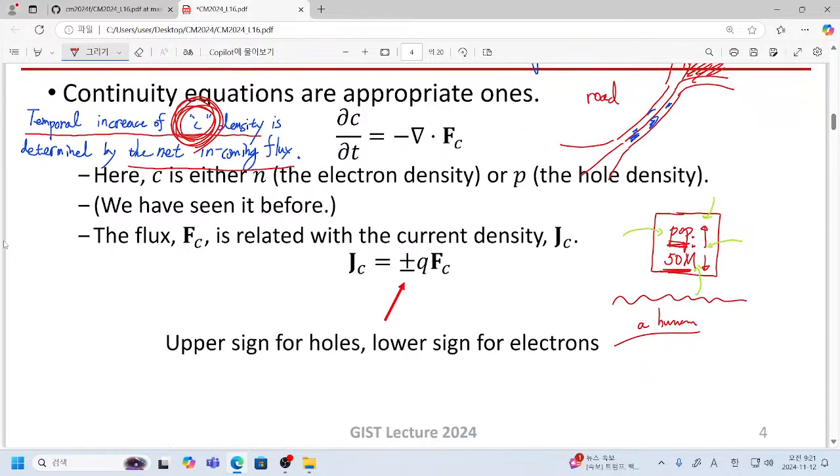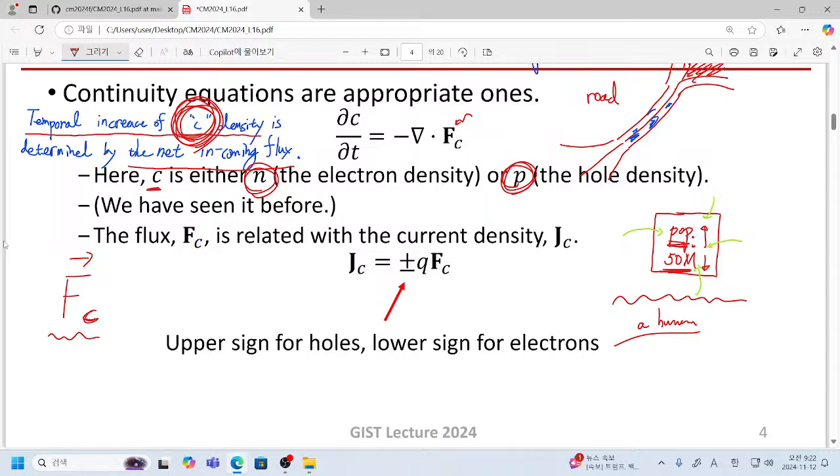Following this argument, now we want to apply electron and hole as the C density. We want to take into account the motion of electrons and holes. Although it is quite general, all of the details are just hidden here. So what is the appropriate form of flux for C density? That is the key point.